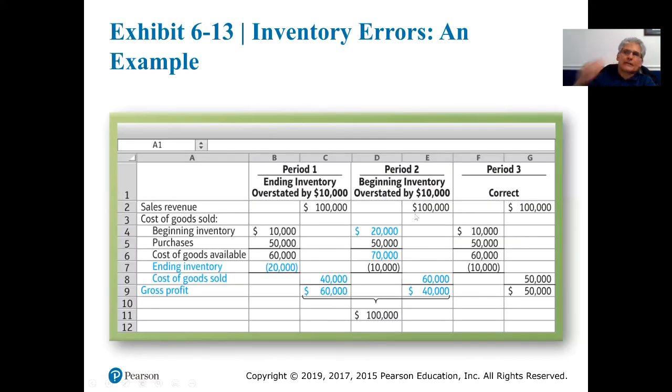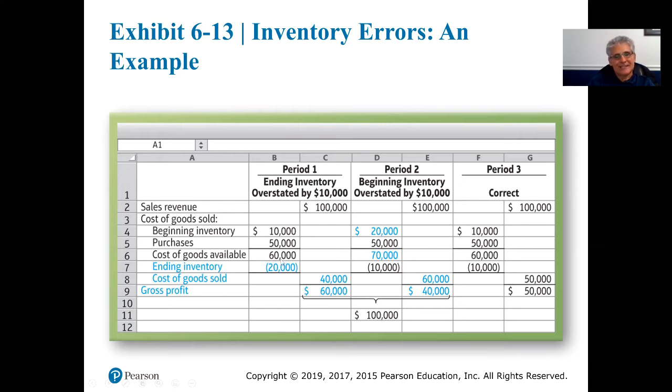The easiest way to figure this out and put it all together is if we just look at an example. So here we have a period one where the ending inventory is overstated. We started off with $10,000 and our ending inventory was $20,000. Now, apparently it was overstated by 10, so we had too much in inventory. Now, if that's the case, we use beginning inventory plus the purchases. That gave us the cost of goods sold.